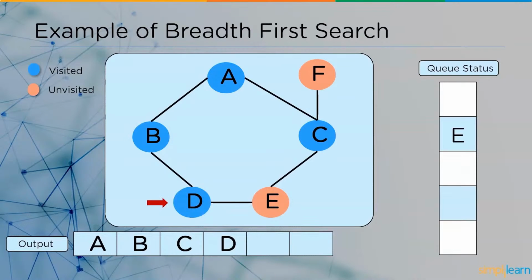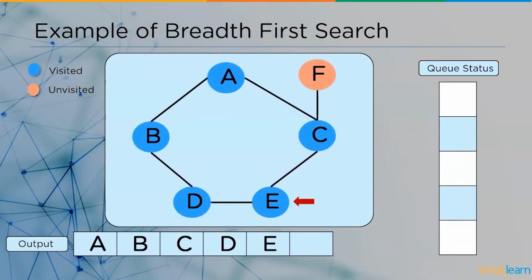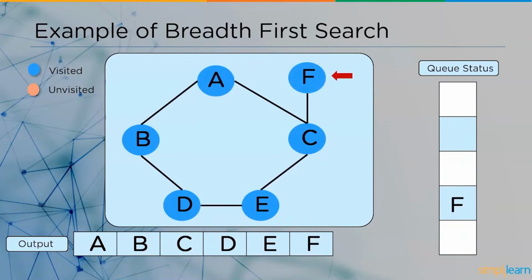When it goes to node D, the next unvisited node is node E. Add node E to the output and enqueue it to the queue. Once node D has completed its traversal, dequeue it from the queue. Now, in the case of node E, the adjacent node is node C, which is already visited. Thus, we will dequeue node C from the queue. Now that the pointer is pointing to node C, and node F is the next unvisited node after node C, we will add node F to the output and queue. Here, the pointer leads to node F, which has no unvisited adjacent nodes.